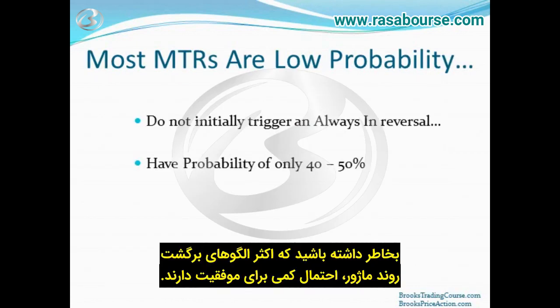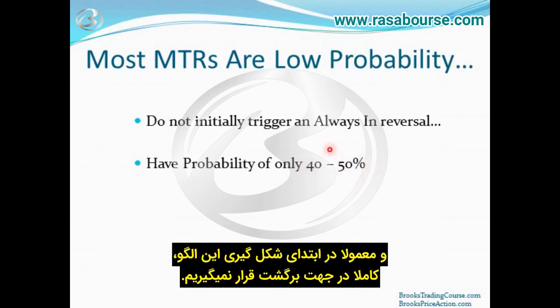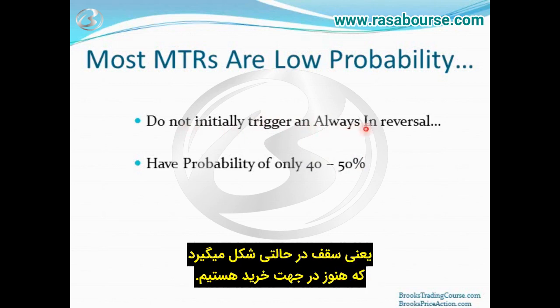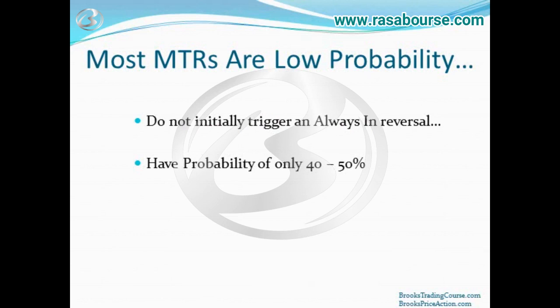Remember, most major trend reversals are low probability, usually 40 to 50% probability, and usually they don't initially trigger always in reversal. So in other words, a top usually occurs when the market is still always in long, and it doesn't become always in short until after we get a bear breakout.